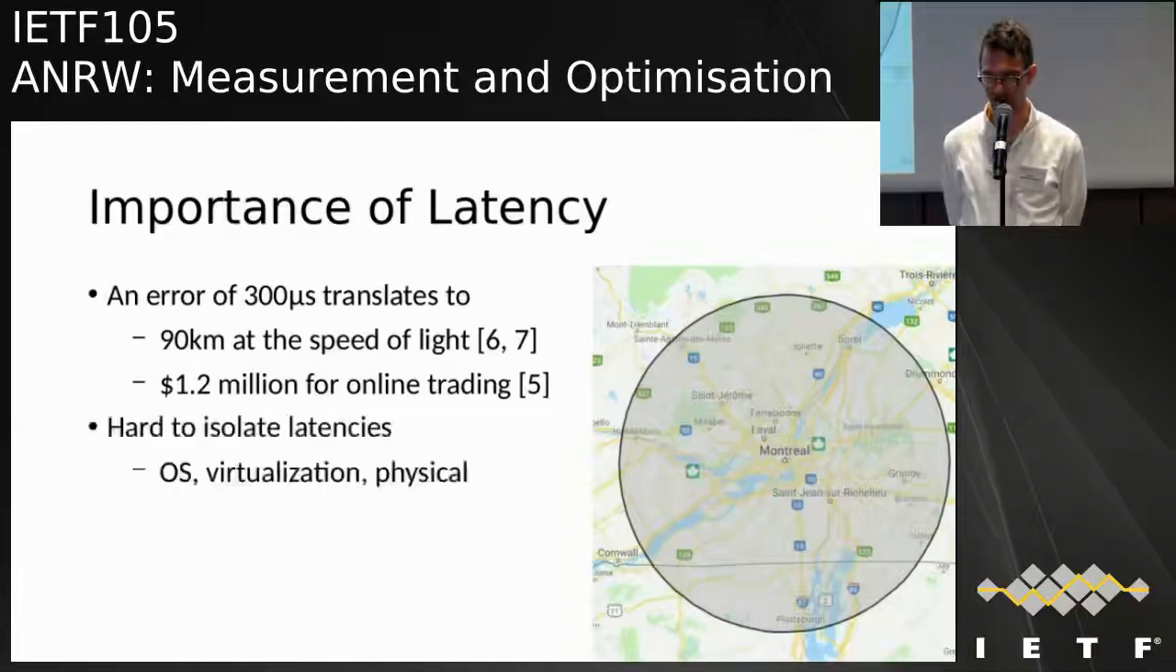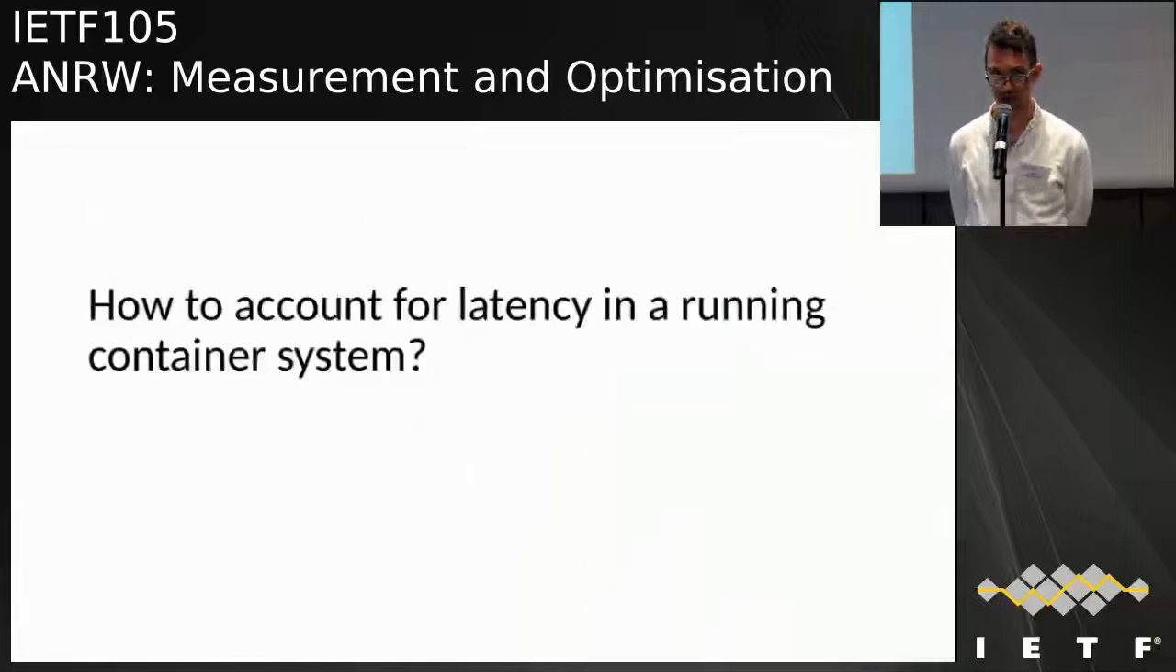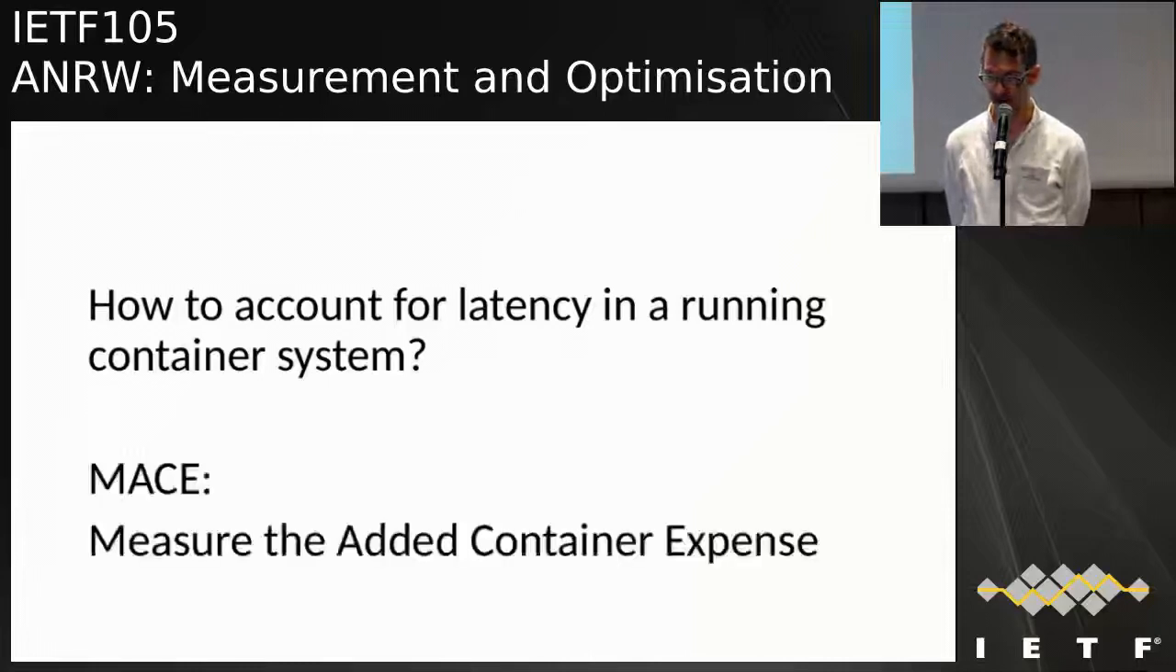Additionally, it's hard to isolate these latencies. If you observe a latency from a particular application, there's nobody you can ask right now, like, where is this latency coming from? Is it the physical network? Is it the operating system? Is it the application? Is it the virtualization layers? So we're addressing in this study how to account for these latency overheads in a running container system. In other words, we want to do this in real time. We can't do this as a static thing because it's going to be changing as new containers are deployed on the node, or as the traffic characteristics of the containers running on the node change. And so to address this, we've developed a solution which we're calling MACE, standing for Measure the Added Container Expense.